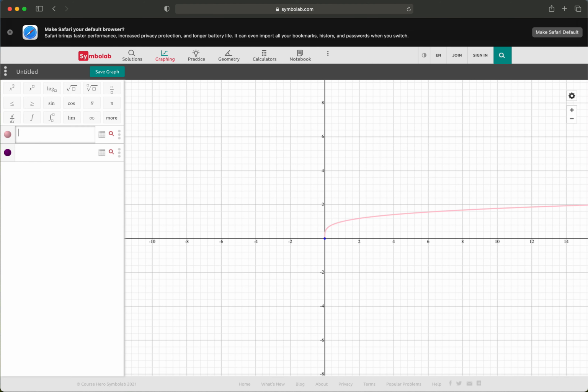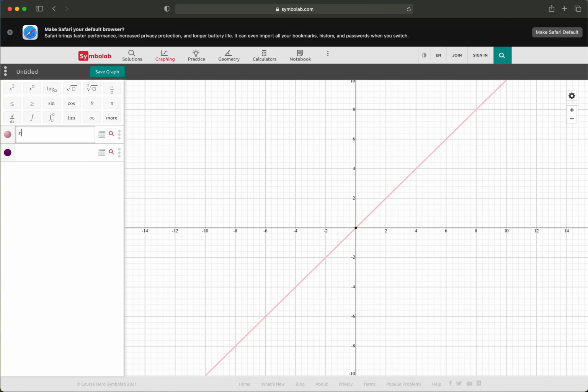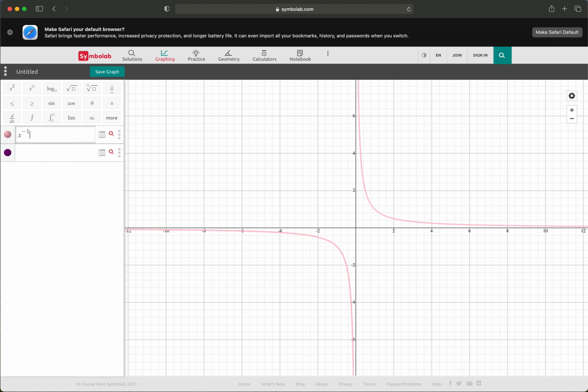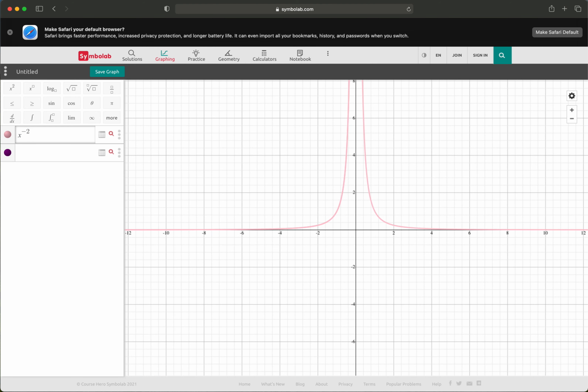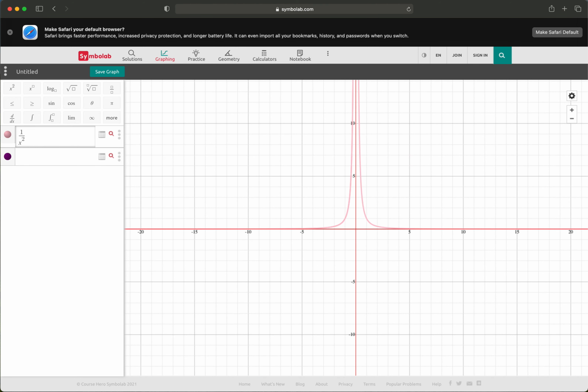All right, next, 1 over x. So 1 over x is, of course, the same thing as x to the -1 power. So odd powers are odd functions. X to the -2 power is the same as 1 over x squared. Notice as x approaches 0, the graph goes to infinity, and as x goes to infinity, 1 over x squared goes to 0.